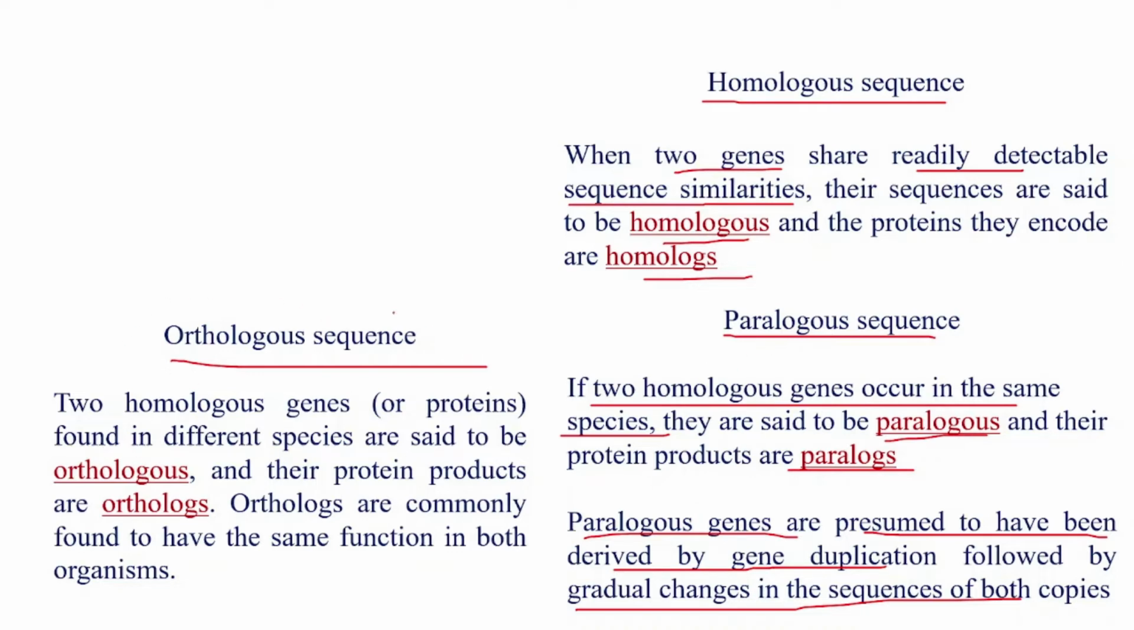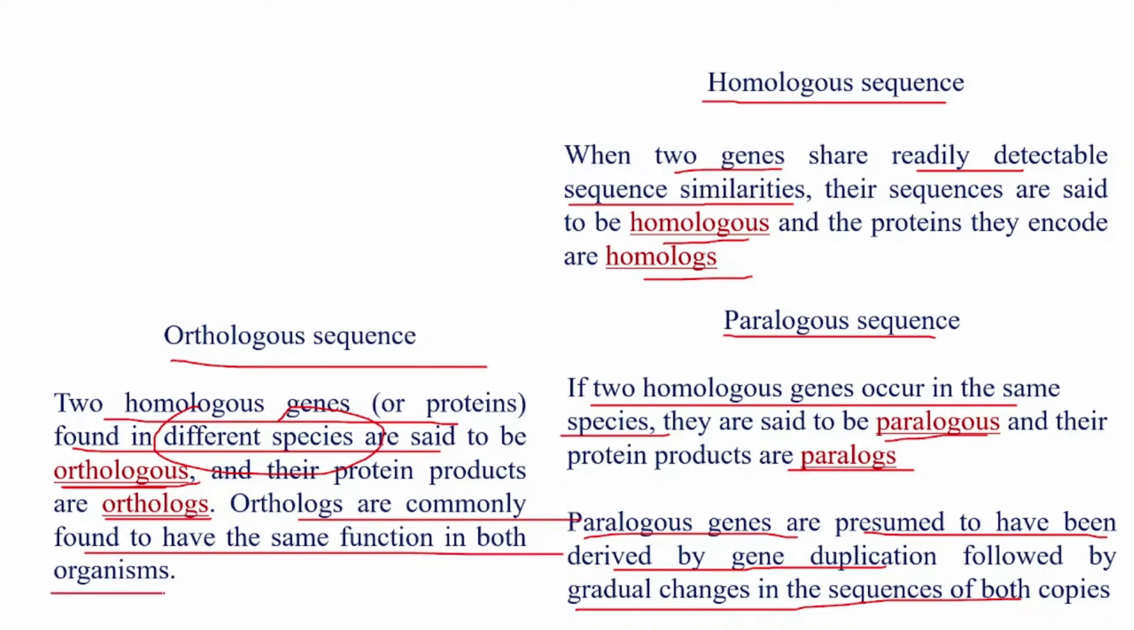The third one is orthologous sequence. When two homologous genes or proteins are found in different species, they are said to be orthologous. That means the two genes have sequence similarities, but they are present in different species. The proteins they form are called orthologs. Orthologs are commonly found to have the same function in both organisms. For example, the genes responsible for synthesis of hemoglobin. All animals form hemoglobin in their body, so the genes which form hemoglobin are orthologs.